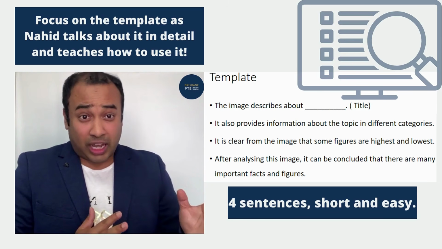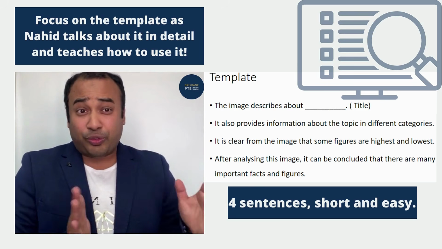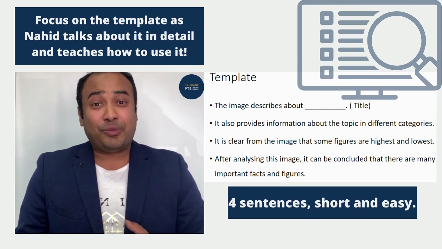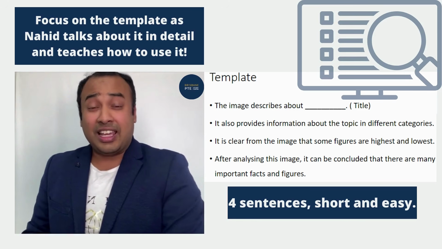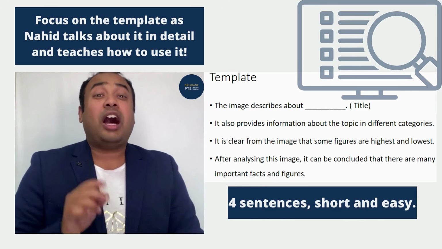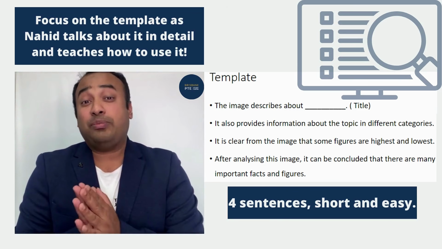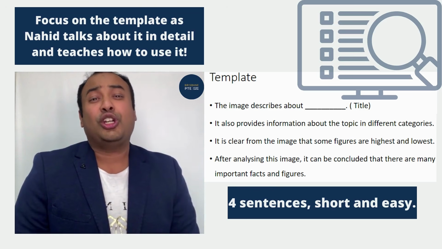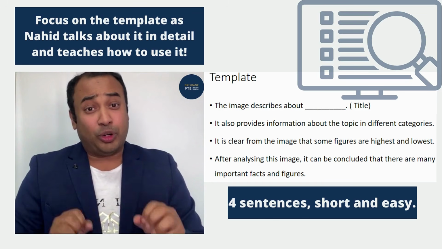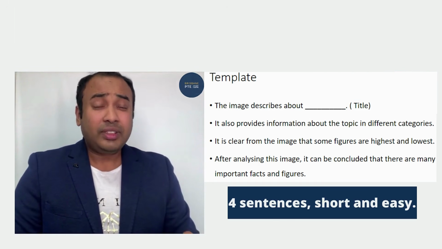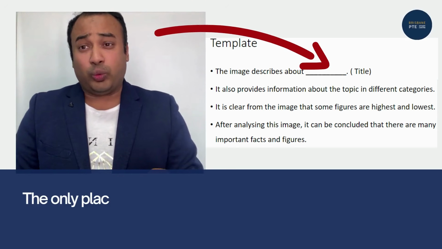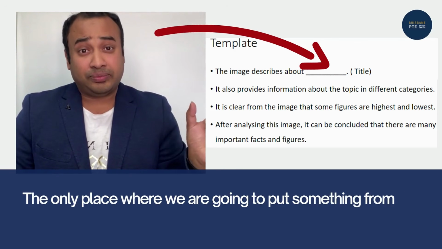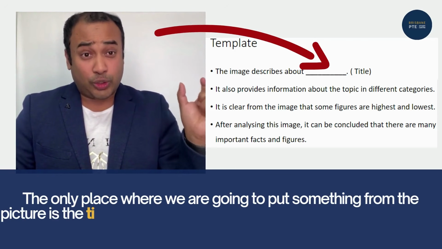The image describes. It also provides information about the topic in different categories. It is clear from the image that some figures are highest and some figures are lowest. After analyzing this image, it can be concluded that this image is showing crucial information, strongly supported by important facts and figures. Now, the only place that we are going to put something from the picture is the title. Okay, that's the thing we're going to do.